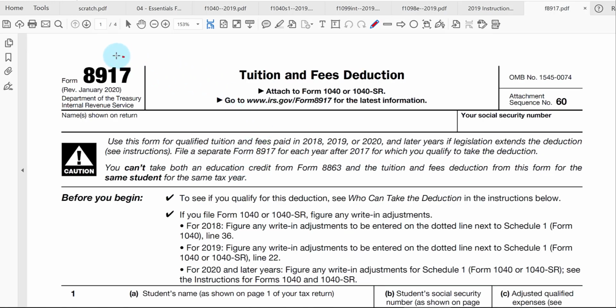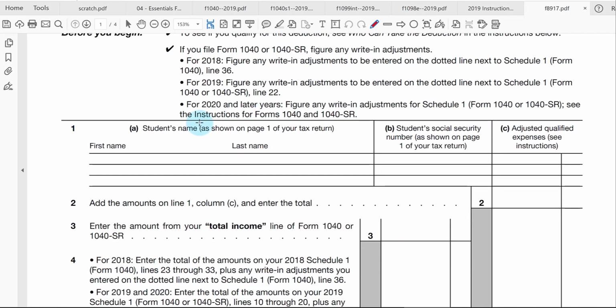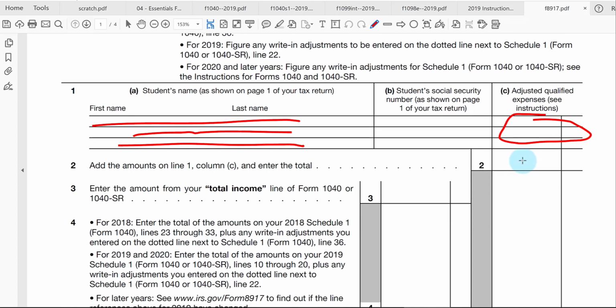Here's our Form 8917, again to calculate the tuition and fee deduction, where we would list the student's name, which could be the taxpayer, the spouse, or dependents, the amount of qualifying costs, and the total cost for the year. Again, if you've used this cost to claim education credits, you cannot claim it again. If you use this cost to offset a tax-free scholarship, you cannot get a double benefit by taking the deduction.